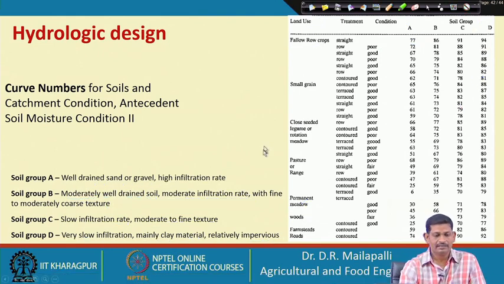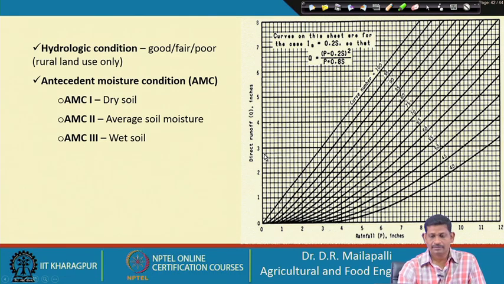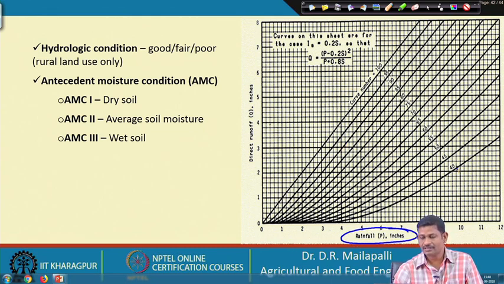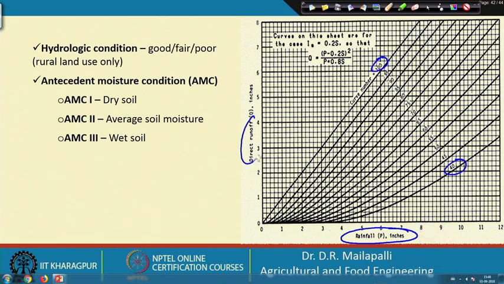And then let us see. There is also a table from where you can get the direct runoff. On the x axis there is the rainfall, and these lines are the curve numbers, from curve number 100 down to curve number 40, and the y axis is the direct runoff.